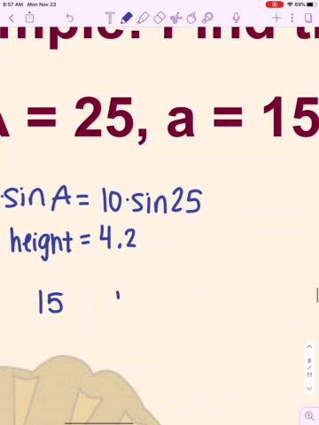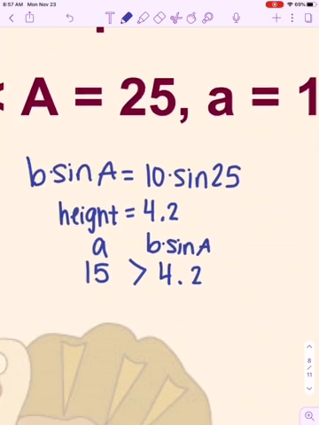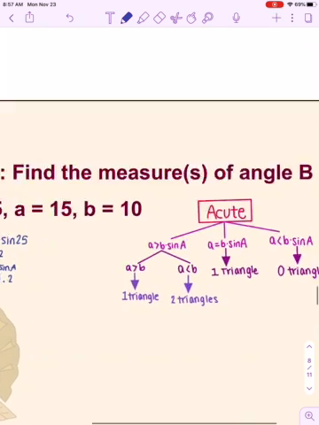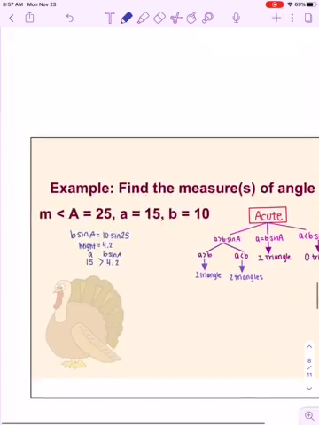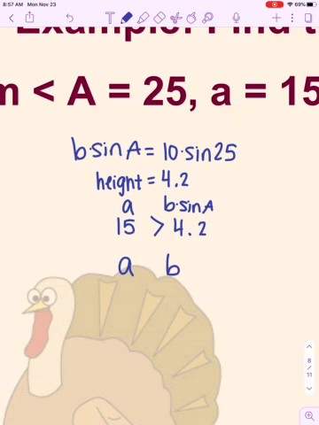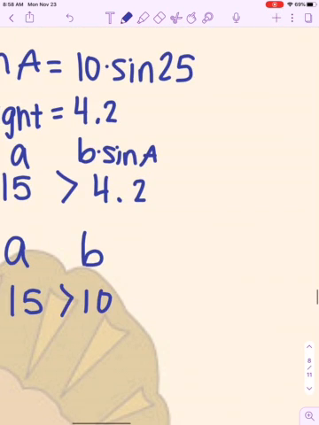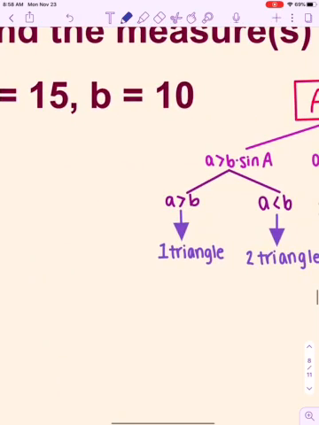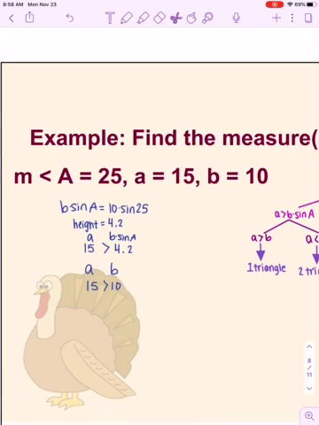So since it's acute, we have to compare side A, which is 15, to our height, which is 4.2. 15 is greater than our height. So this is A, this is B sine A, so we need when A is greater than B sine A. So we're here again. A is greater than B sine A, which means you have to compare A and B, which is 15 and 10. A is greater than B, so we only have one triangle.